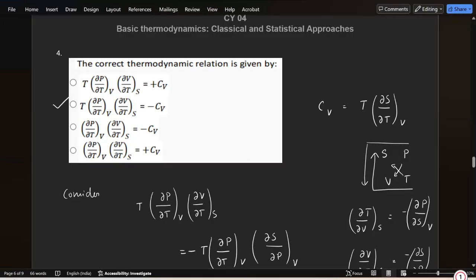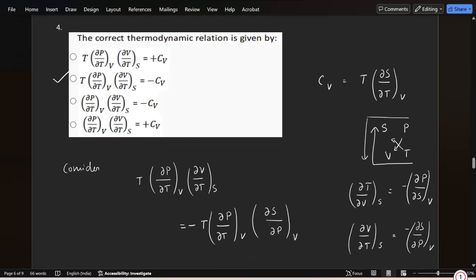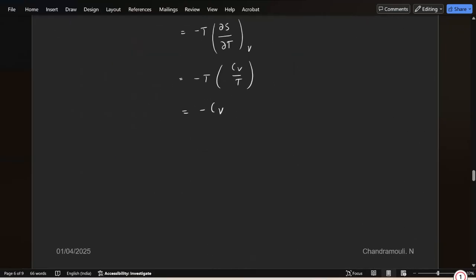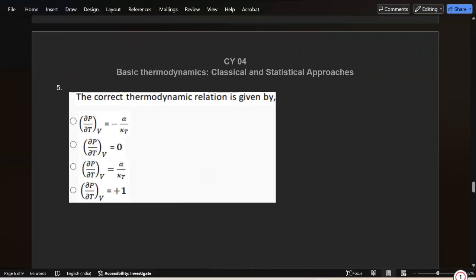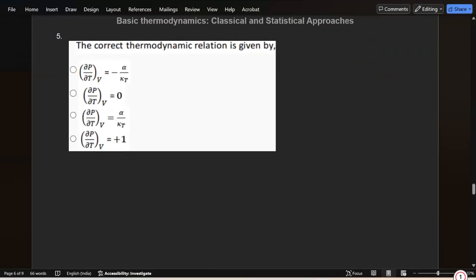Got the idea? Yes, sir. So whatever the relations are, you try to see if there are some matching relations in thermodynamics, in the Maxwell relations or other things that we know, and then we'll go ahead from there. All right.